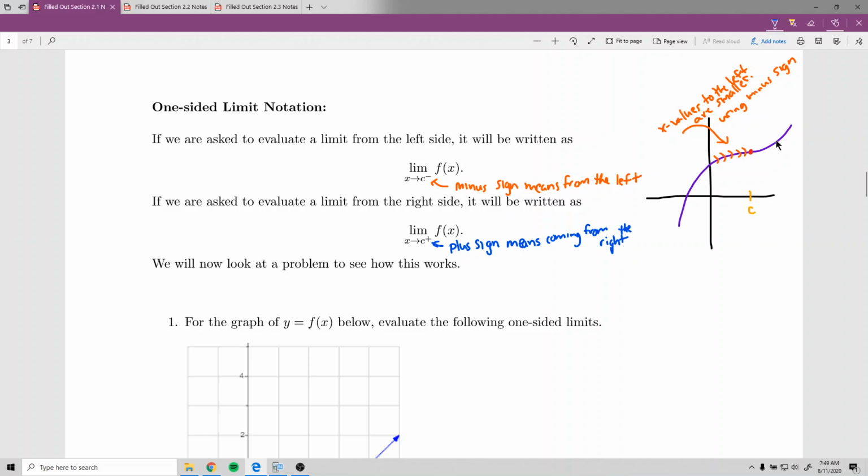And the reason we use the plus sign is that if we're to the right and walking towards c, the x values are bigger. It doesn't matter that y is bigger or smaller. We only care about the x values. And that's just a way for you to help remember when you use the plus or the minus.